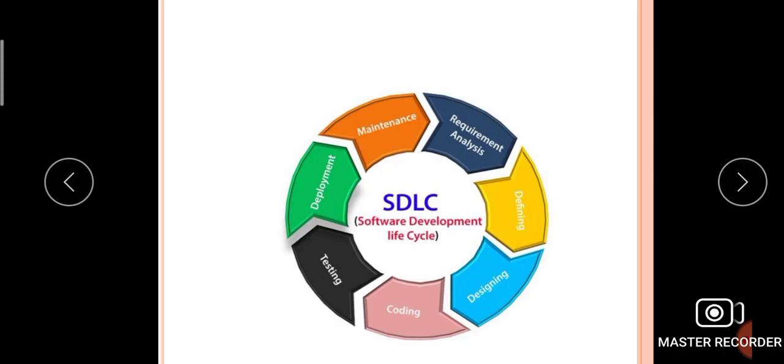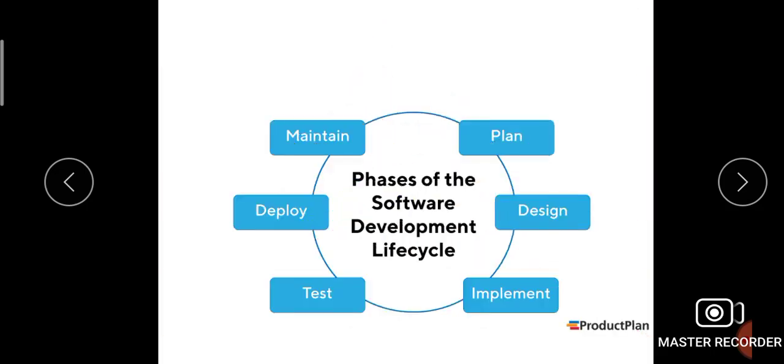Our first phase of SDLC is requirement analysis of the software, then defining of the software, then designing of the software, then coding of the software, then testing of the software, then deployment of the software, and then maintenance of the software. And the phases are the same as in our SDLC: first of all plan, then design, then coding, which means implement, then test, deploy and maintenance.